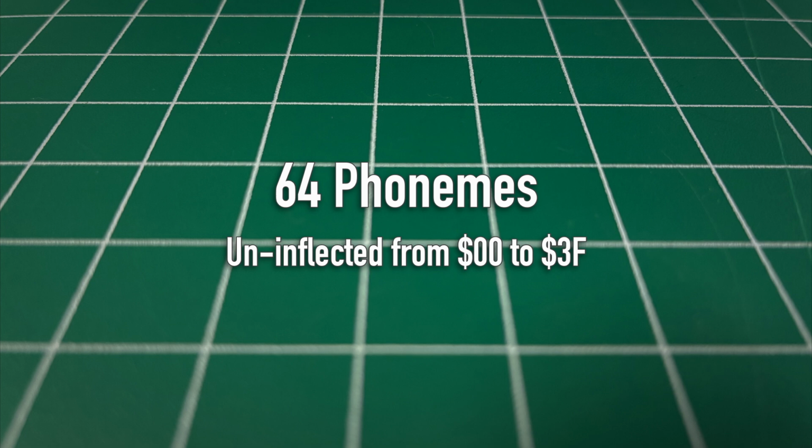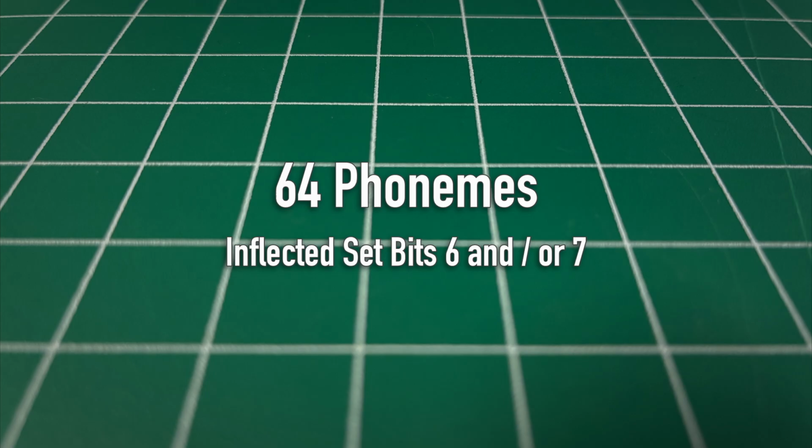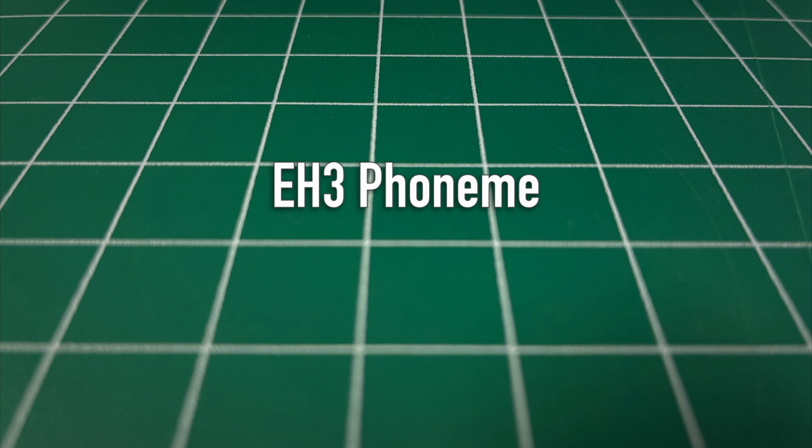So an uninflected phoneme is one with a value between 00 and 3F, and any number in that range has its last 2 bits set to 0. How do we make an inflected phoneme? We set one or both of those top 2 bits. In other words, we take the regular phoneme number from the datasheet and add either a 64 or 128 decimal or both to the base number. In hex, we add either a 40 or 80 to the base phoneme value. So for the 00 EH3 phoneme, our 4 different versions are 00, 40, 80, and C0.